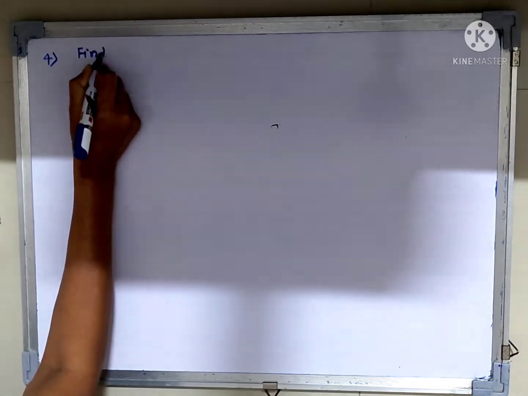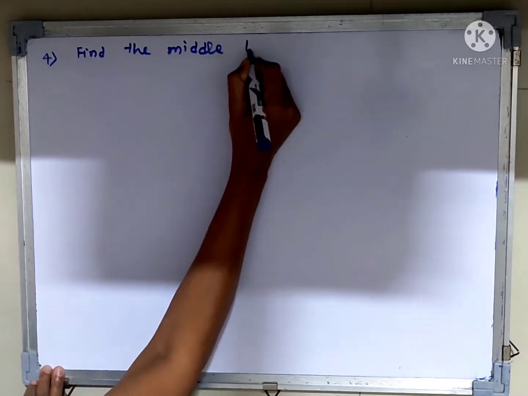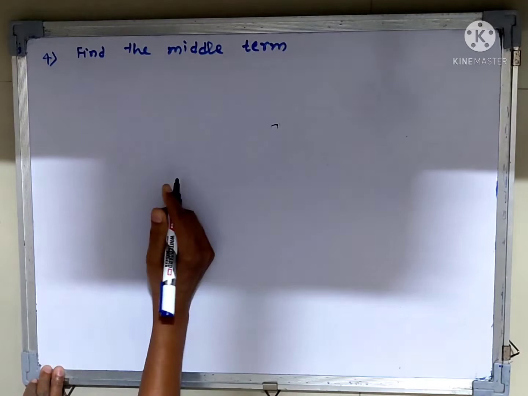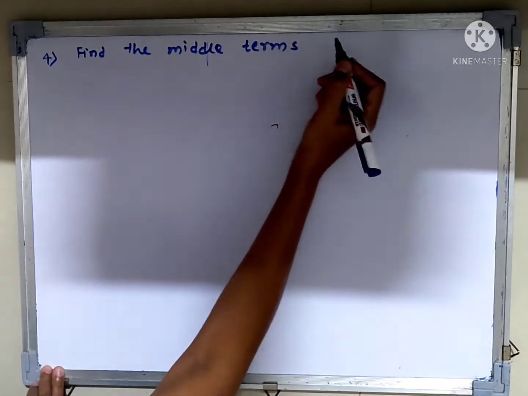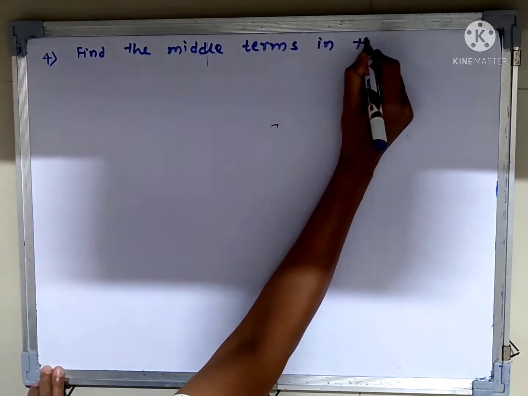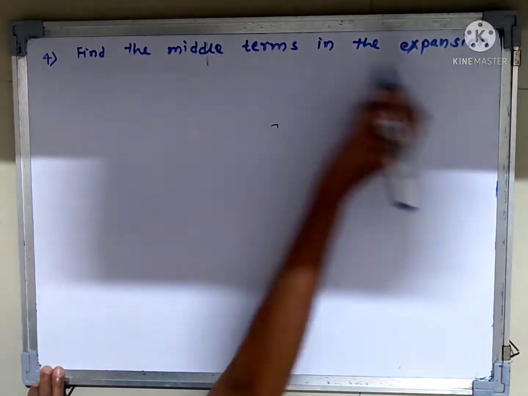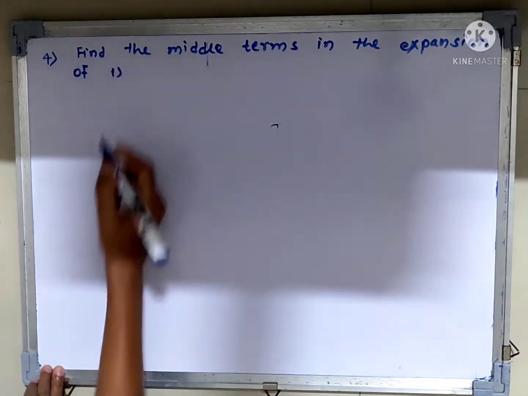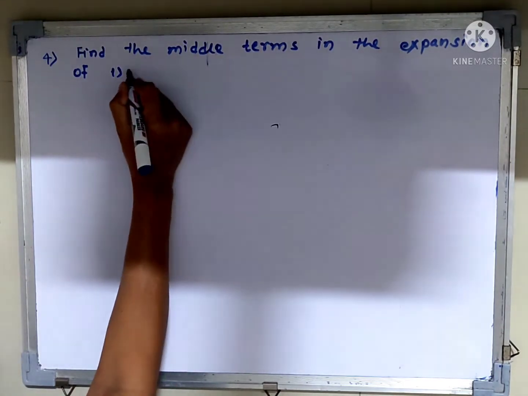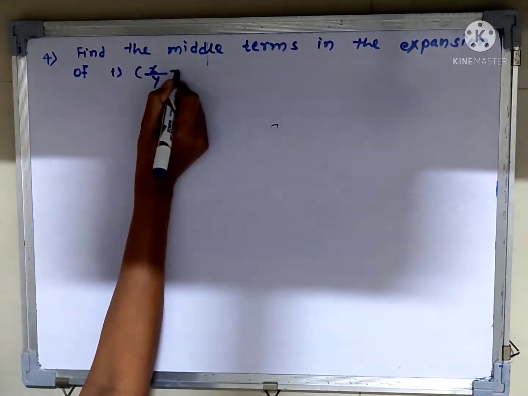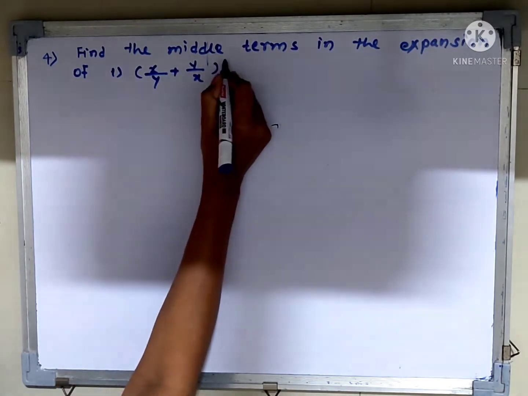Find the middle terms in the expansion of... The first example consists of 5 examples. I am taking the first, third and fifth example. The first example is (x/y + y/x) raised to 12.